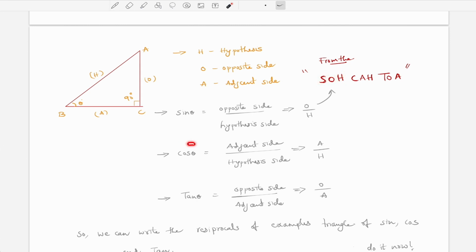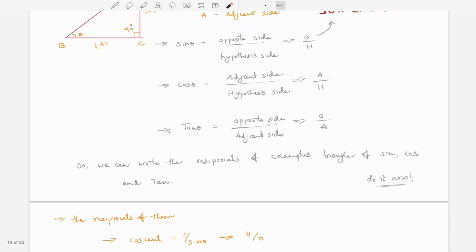So what is the cos theta? The cos theta is A by H. What is A? The adjacent side. And what is H? The hypotenuse side, right? So the cos theta is the adjacent side by the hypotenuse side, which means A by H.